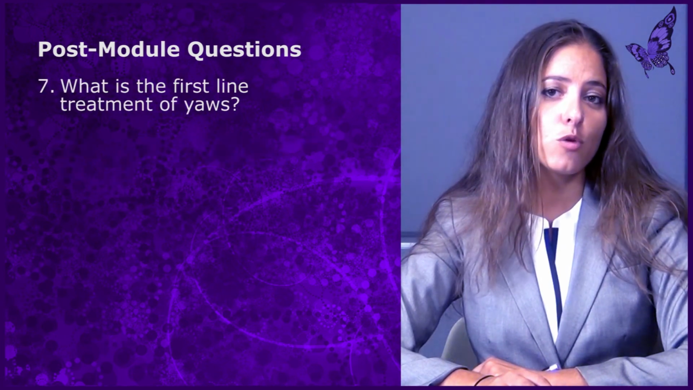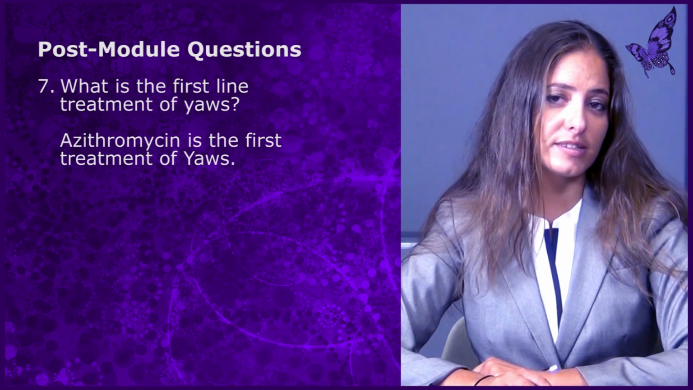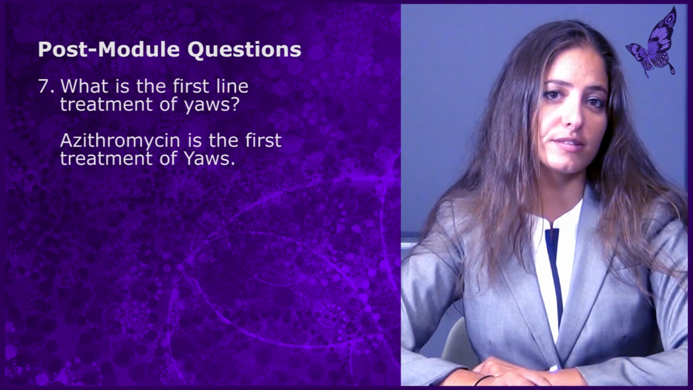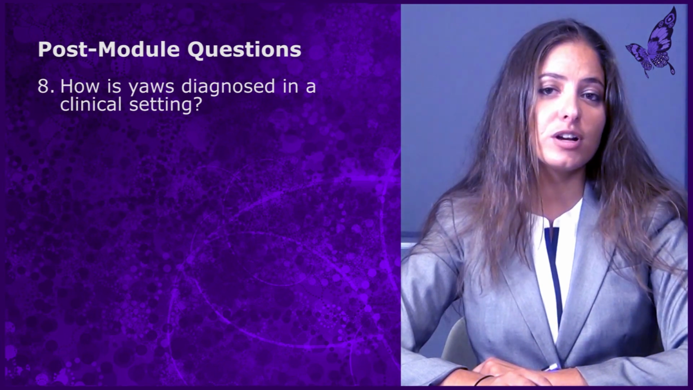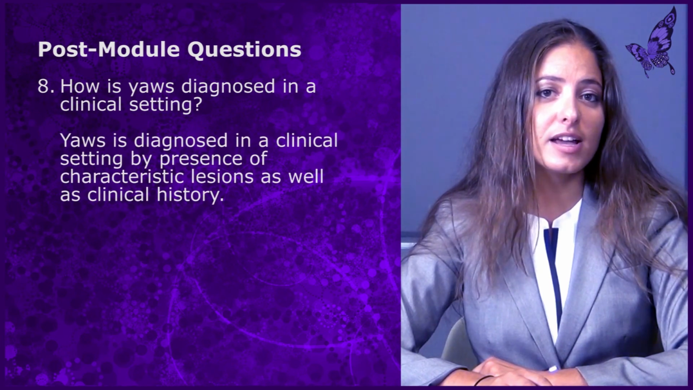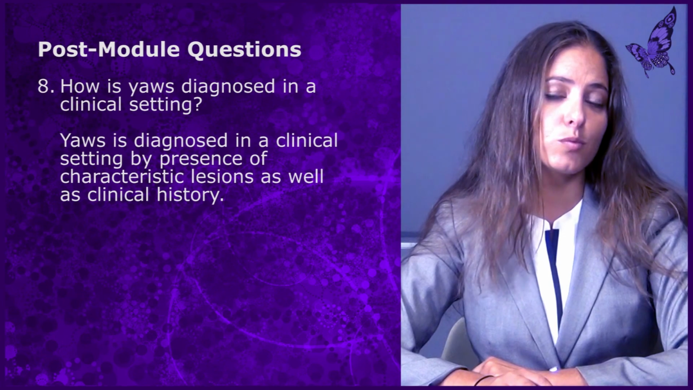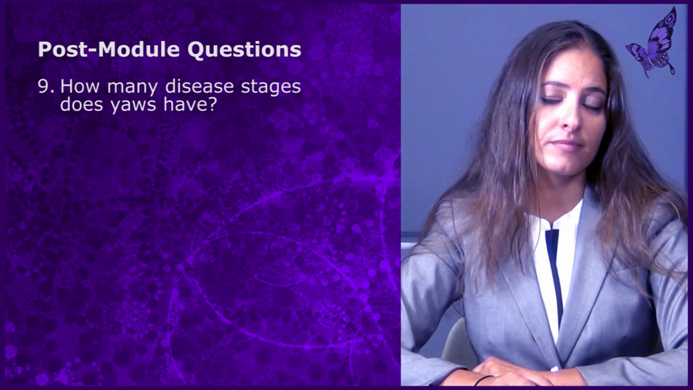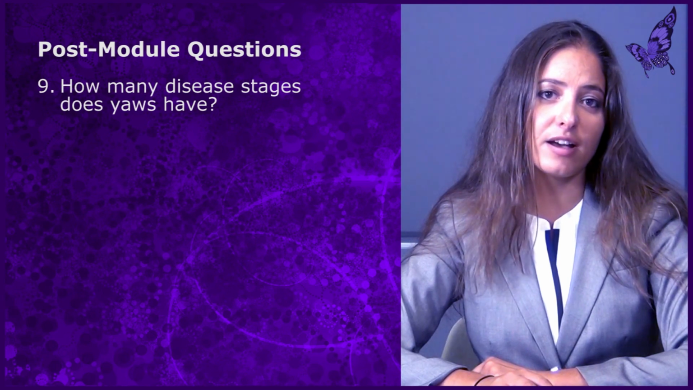Question number 7. What is the first-line treatment of yaws? The answer: azithromycin is the first-line treatment of yaws. Question number 8. How is yaws diagnosed in a clinical setting? The answer: yaws is diagnosed in a clinical setting by the presence of characteristic lesions as well as the clinical history.